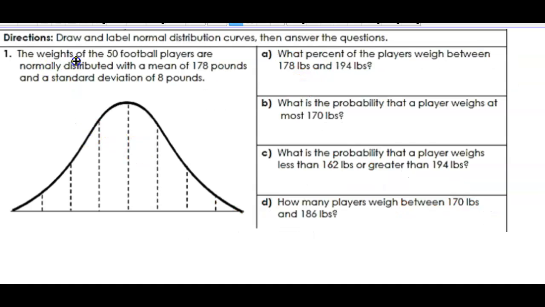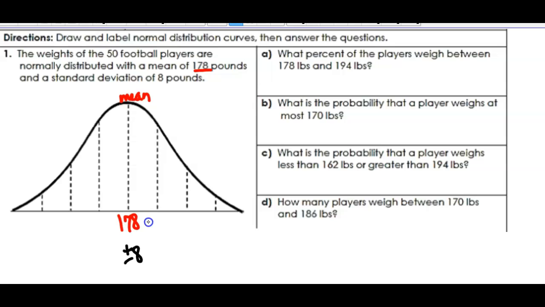So, the weights of 50 football players are normally distributed with a mean of 178. So on our graph, we want to write 178 goes right here. This is the mean. And a standard deviation of 8 pounds. So what you need to do is add 8 or subtract 8 going across each way.